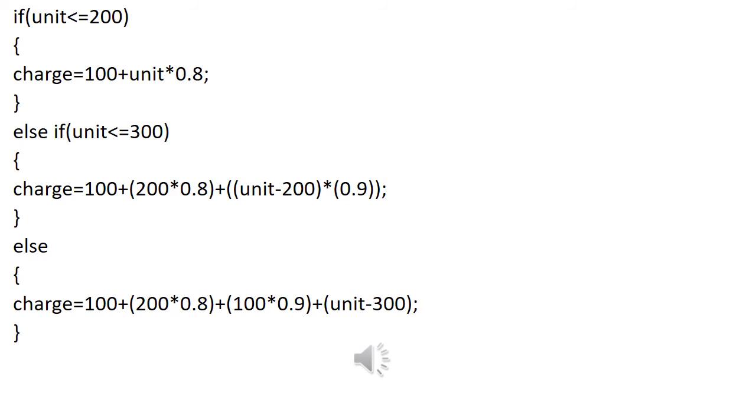For example, for 350 units, the first 200 at 0.8, that is 80 paisa, plus the next 100, which is 100 into 0.9, that is 90 paisa, plus what is remaining: 50. Unit minus 300, 350 minus 300, will give you 50. So 50 into 1 rupee will yield 50 itself. That's why I have given unit minus 300.